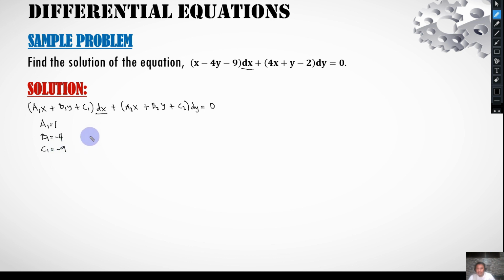Right? So, how about itong dy natin, students? Ito. So, kukunin natin dito. So, yung a sub 2 natin just equal now to 4. Saka yung b sub 2 natin is 1. B sub 2 is 1 at saka yung c sub 2 din natin is just simply equal now to negative 2, right? So, I think we are done with this values of A, B, and C.